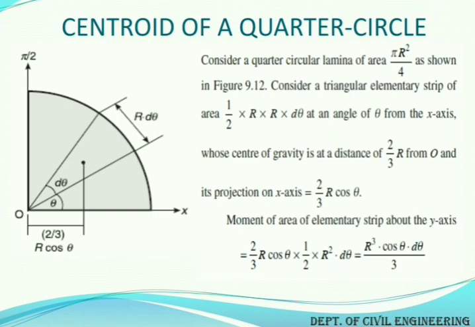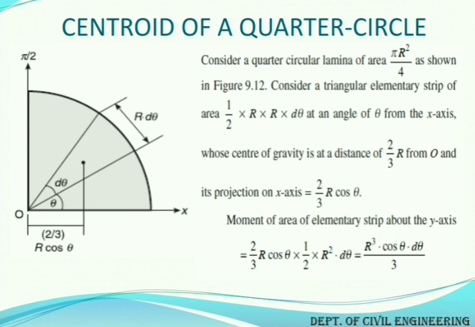So now let's move to the last derivation for today, which is a quarter circle. The easy thing about this is that a quarter circle is half of the semicircle. So firstly, the area will reduce: instead of pi r square by 2, the area we will take here is pi r square by 4. All the procedure for this remains exactly the same.